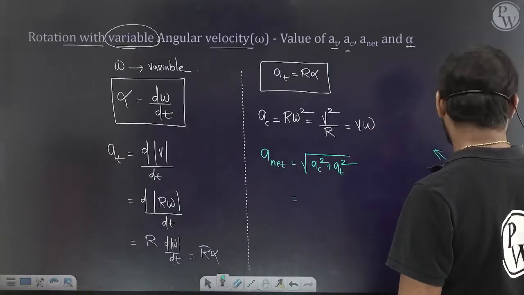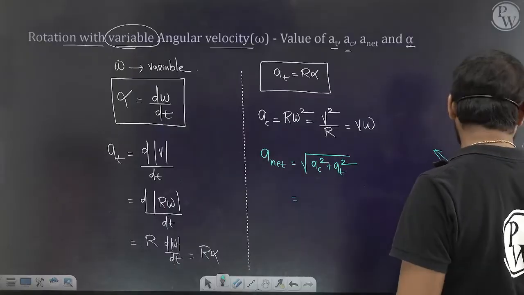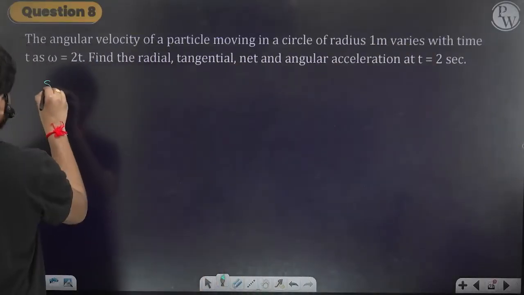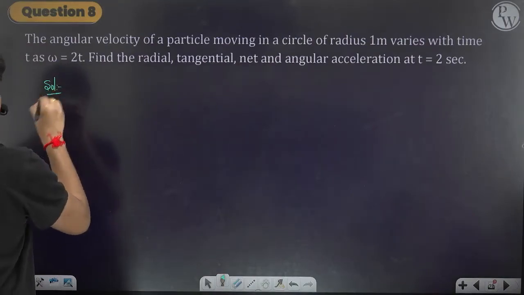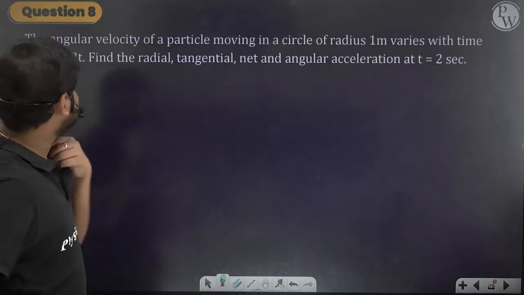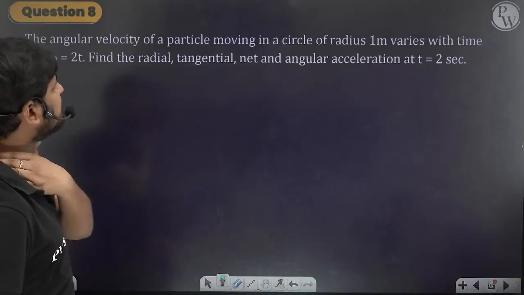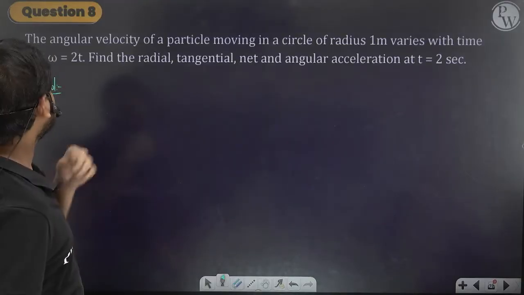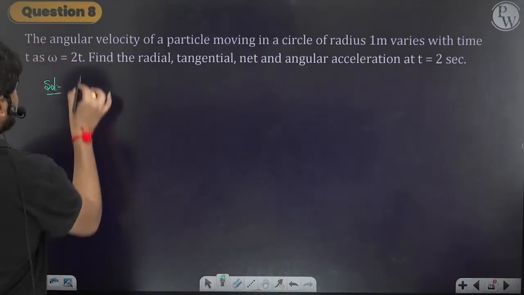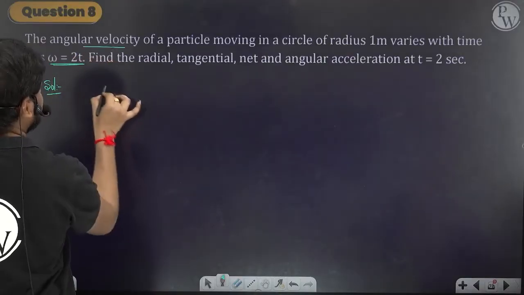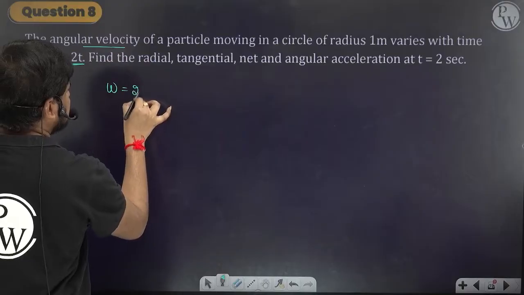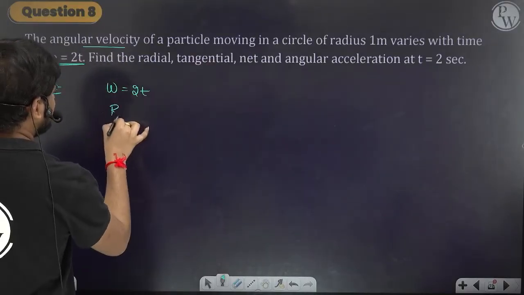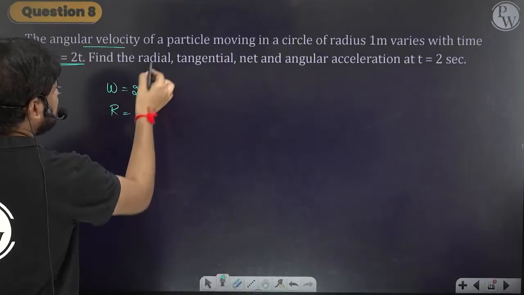Chalo, next. So this is with omega varying and omega constant. Let's take one simple question, question number 8. What does the question say? The angular velocity of a particle moving in a circle of radius 1 meter varies with time as omega is equals to 2t. Angular velocity varying with the time, omega is equals to 2t, guys. The radius is also given, 1 meter. Find the radial acceleration.